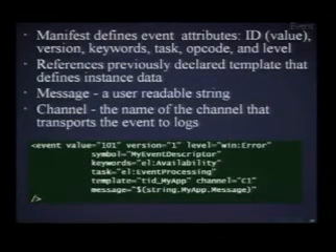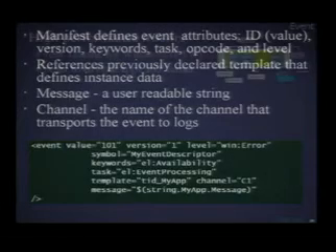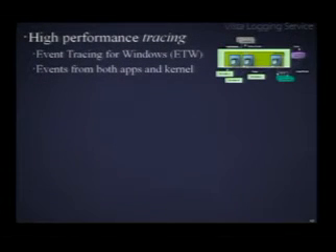So the manifest is going to define all the event attributes, such as ID, version, keywords, tasks. It's going to reference a template that we talked about in the last slide, and name channels. And one of the reasons for doing this is both that it can be used for all kinds of services, and that you can use it in new ways. So the event logging is guaranteed now, because the performance impact is so low. You can guarantee delivery of events.